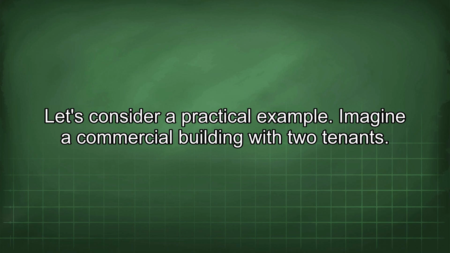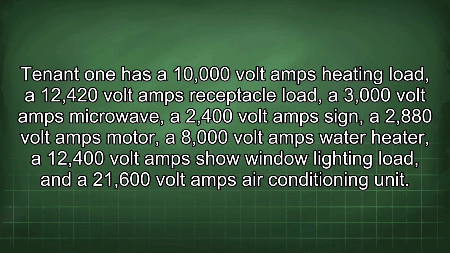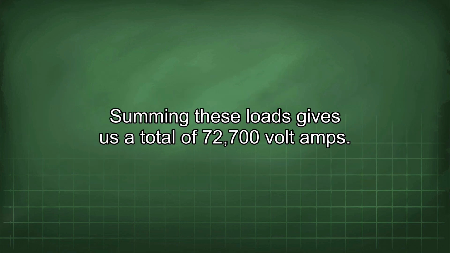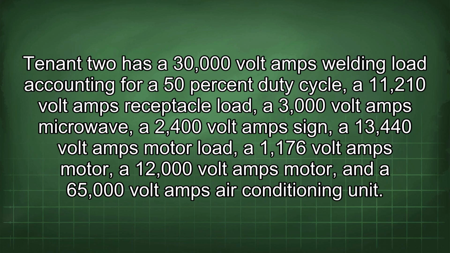Let's consider a practical example. Imagine a commercial building with two tenants. Tenant 1 has a 10,000 volt amps heating load, a 12,420 volt amps receptacle load, a 3,000 volt amps microwave, a 2,400 volt amps sign, a 2,880 volt amps motor, an 8,000 volt amps water heater, a 12,400 volt amps show window lighting load, and a 21,600 volt amps air conditioning unit. Summing these loads gives us a total of 72,700 volt amps.